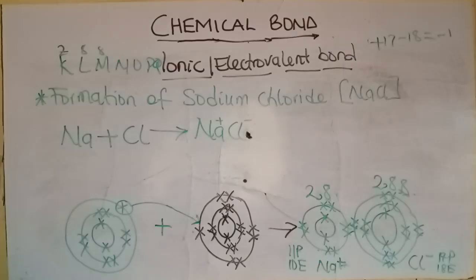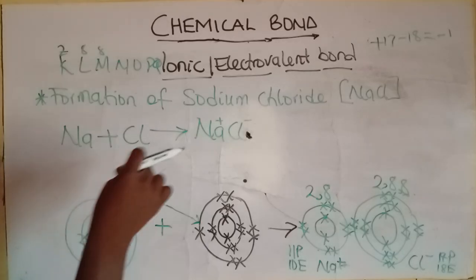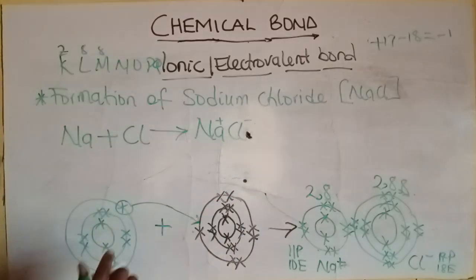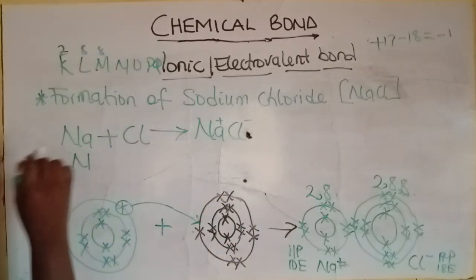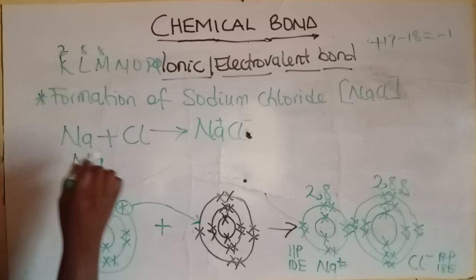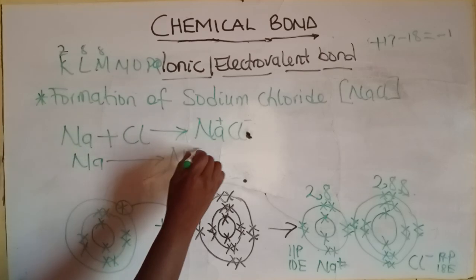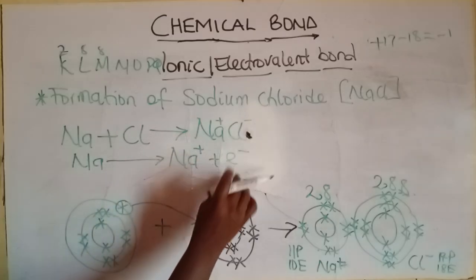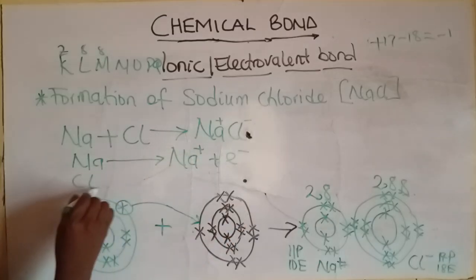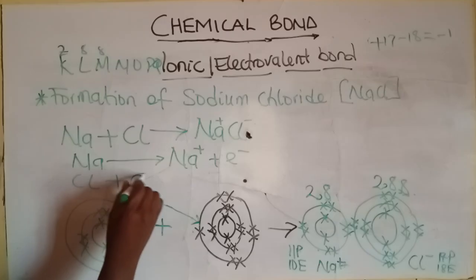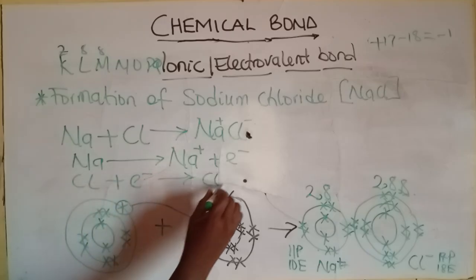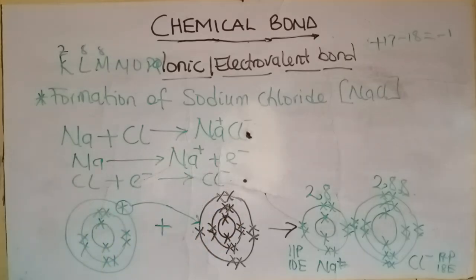Let me add this bonus. We can now write the ionic equation for this reaction to be the sodium lost an electron to form sodium ion, while chlorine gained an electron to form chloride ion.